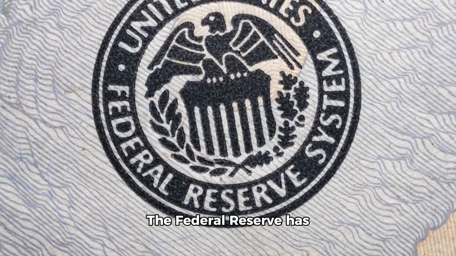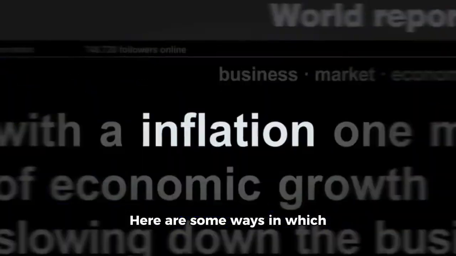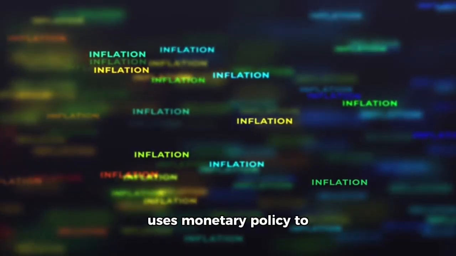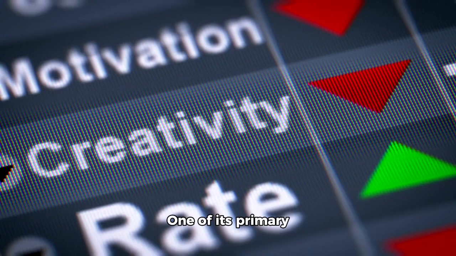The Federal Reserve has several tools at its disposal to influence inflation. Here are some ways in which the Federal Reserve manipulates inflation. 1. Monetary policy. The Federal Reserve uses monetary policy to manage inflation. One of its primary tools is the manipulation of interest rates.